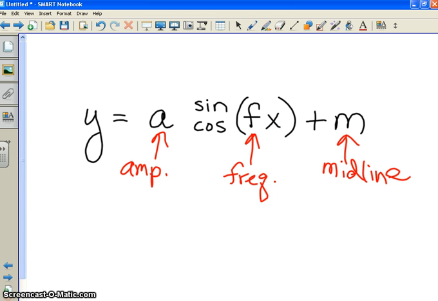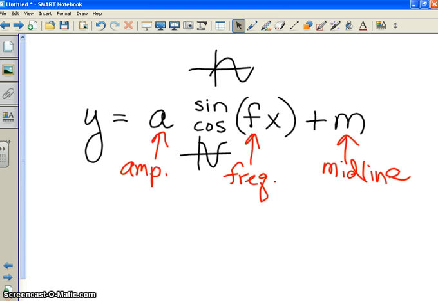And also, you have to figure out whether you're choosing sin or cos as your trig function. Remember, sin is going to cross the y-axis at the origin, whereas cos is going to cross the y-axis not at the origin. It's going to look like that.